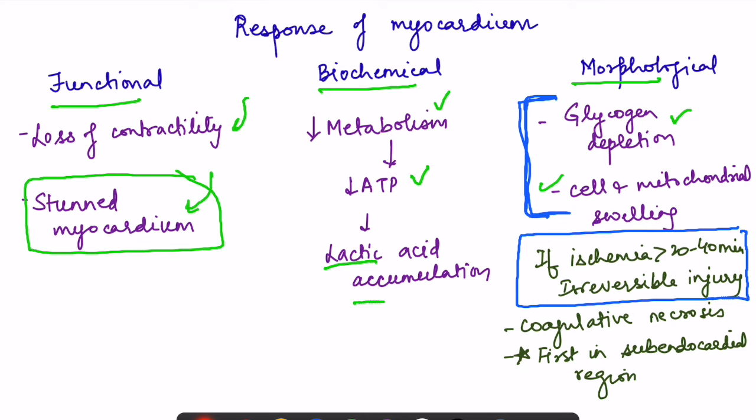And what is seen is coagulative necrosis. Coagulative necrosis always first in the subendocardial region. And earliest detectable feature of myocyte necrosis is disruption of integrity of sarcolemmal membrane. Okay, the cell membrane which is there, sarcolemmal membrane, there is breakdown of that, and that can be seen in electron microscopy. So that is the earliest detectable feature of myocyte necrosis.